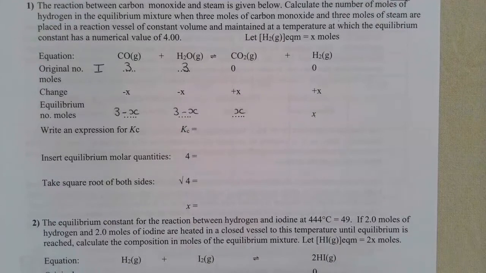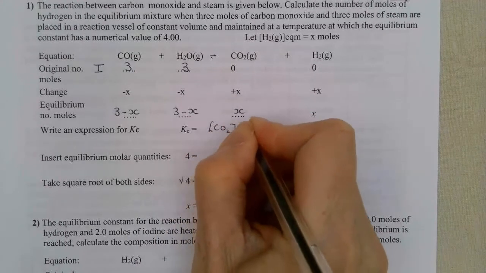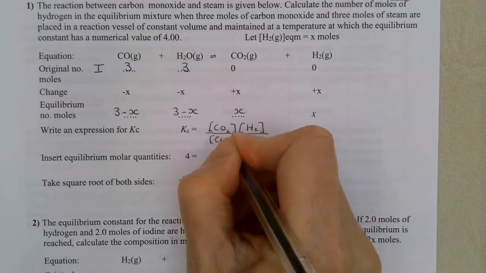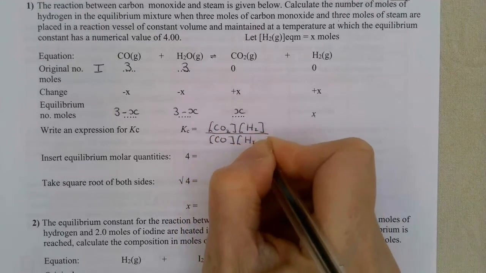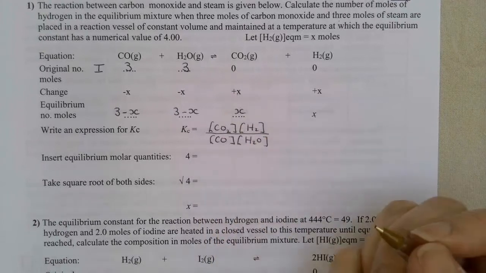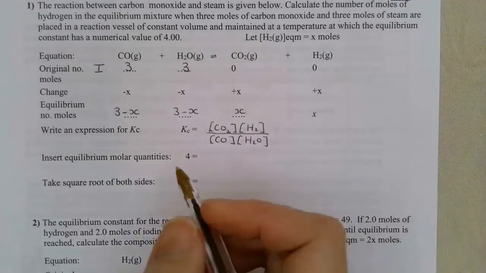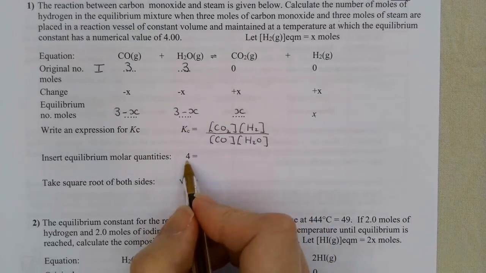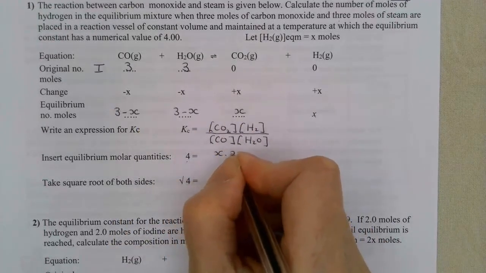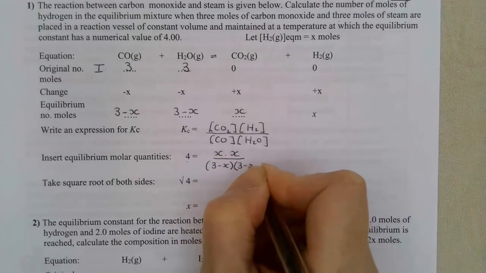I can again write my expression for Kc, and that's going to be the concentration of CO2 times the concentration of hydrogen divided by the concentration of CO times the concentration of steam. Now because the units cancel in this case, I don't need to divide through by the volumes, so I can sub in simply the equilibrium number of moles. So I know that my Kc value at this temperature has a value of 4, and I can put these values in. So I have X times X over 3 minus X times 3 minus X.